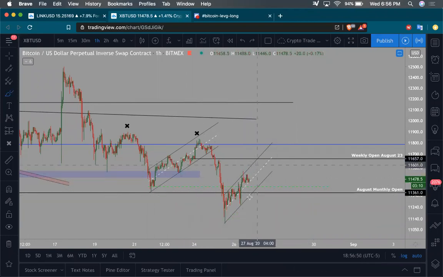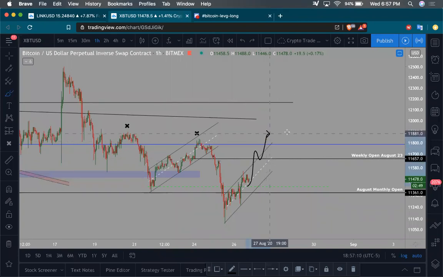I think we're in this channel. As long as we stay in this channel, I think it's very possible that we do make it up to the weekly open. I'm already long. The place where I'd want to add on to my long is if price gets up toward this area, breaks past the weekly open, and tests it as support. I'd want to add on to my long for that, and start targeting $11,850, $11,900, and then $12,000 or so.